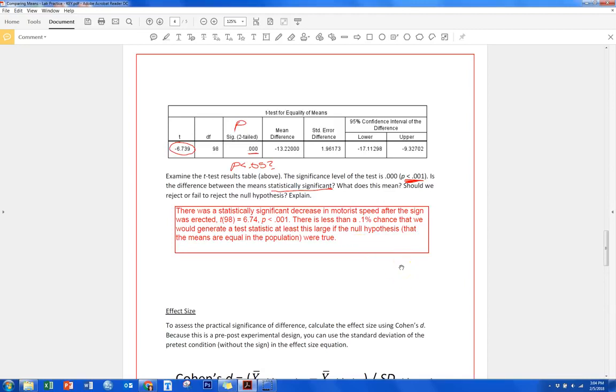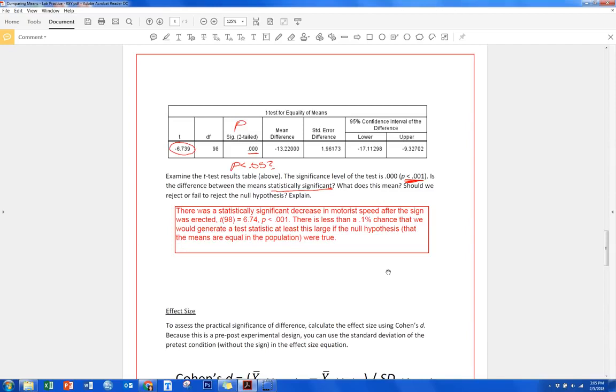It's very unlikely that we would get such a large test statistic if that null hypothesis were true. So because of that, we're going to reject the null hypothesis. But that's why we don't accept the alternate hypothesis. We haven't proven that they're different. We're simply saying it's unlikely that they're the same. Our threshold is 0.05, so we're looking for less than a 5% chance. In this case, there's less than a 0.1% chance that we get this statistic if that null hypothesis were true. So it's very unlikely that the sign made no difference, that those means are the same.